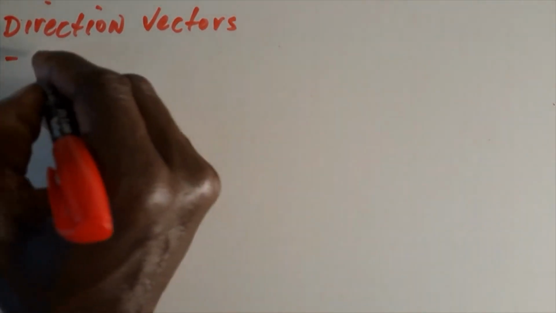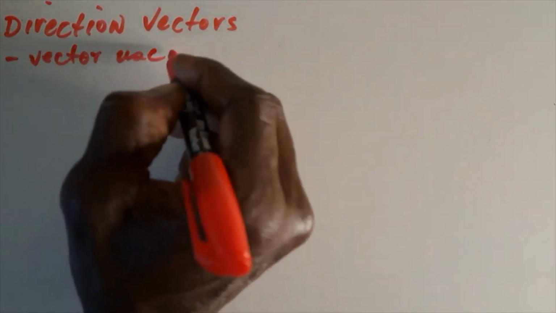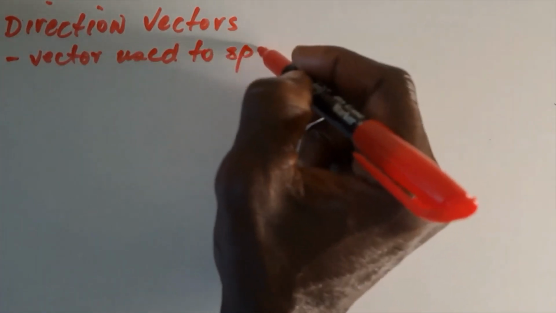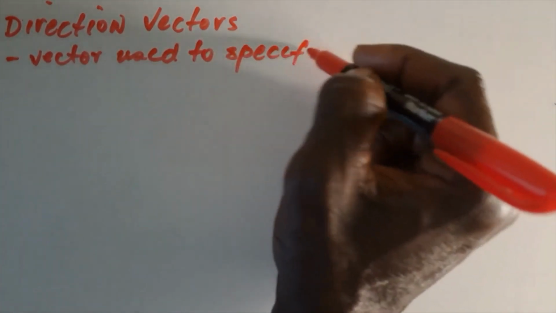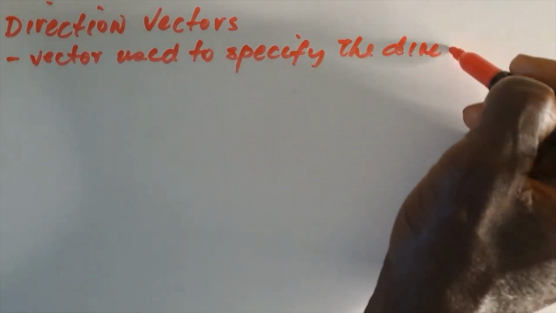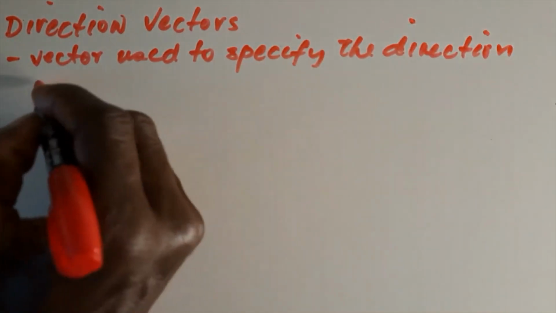Hi, this is about direction vectors, and a direction vector is a vector used to specify the direction of another vector.